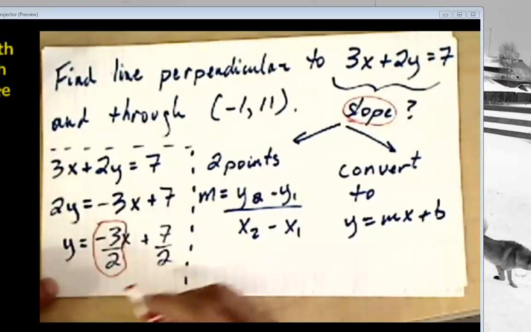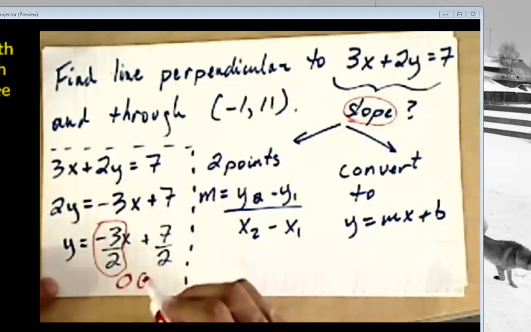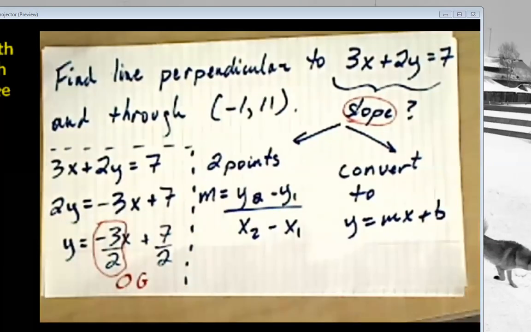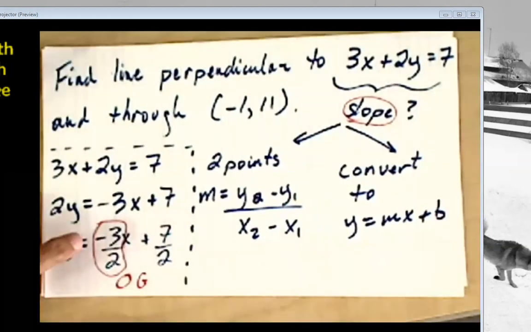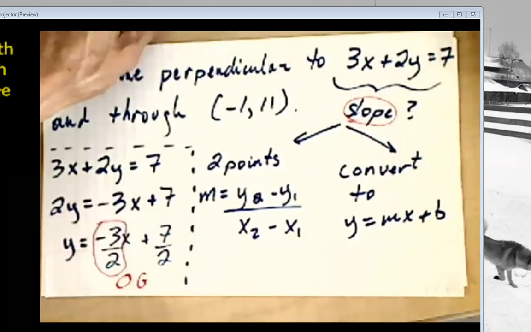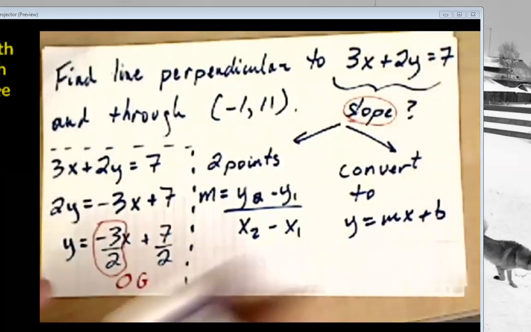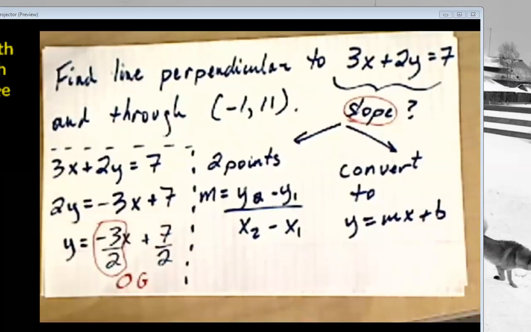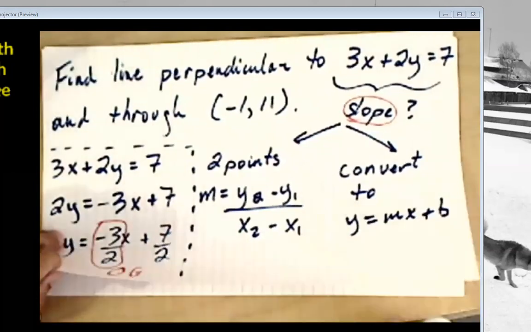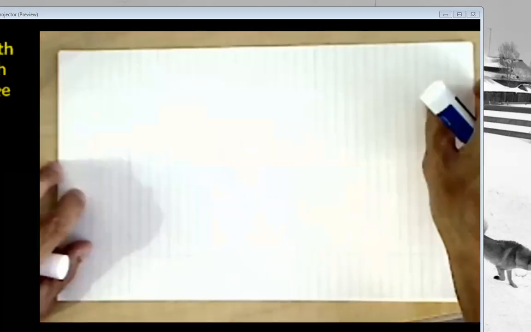So this is the original one. I'm going to put OG for original. All right, we're going to have to work on this one to create our line, right? Okay, can I switch the page? Parsi, okay with this?